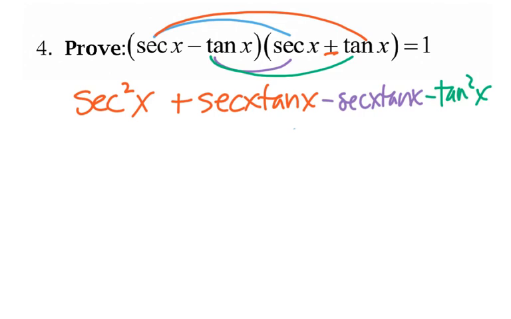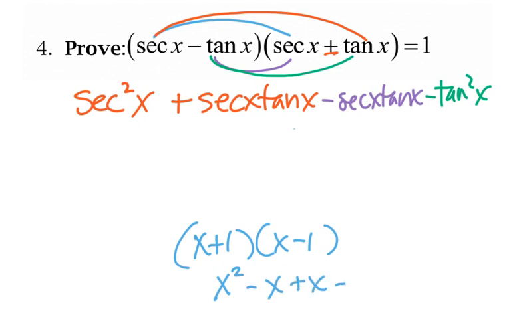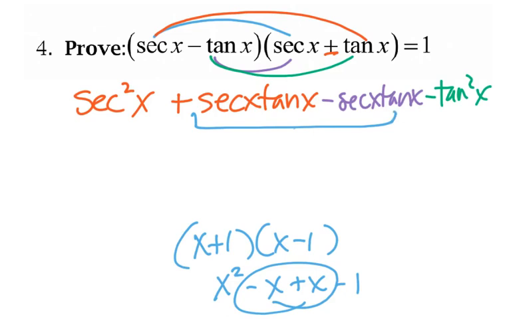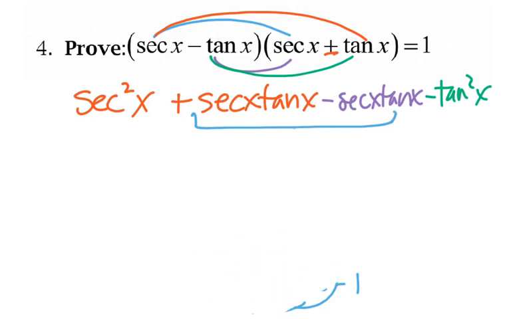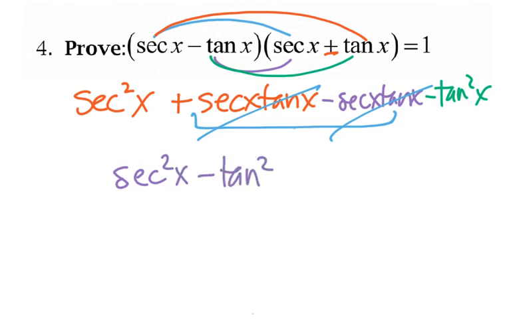Now, if you look at that, what do you know about this? Think back to when we were doing something like x plus 1 times x minus 1. When you multiply that together, you get x squared minus x plus x minus 1. And what did we do with those middle terms? It's exactly the same thing right there. Like I said, not a lot of new skills involved here. In fact, I don't think there are any new skills involved in this whole lesson. It's just that they look so much different and so much more complicated just because they look different. So this is going to cancel out, because you're taking secant tangent minus secant tangent. So it's all gone, and what you're left with is secant squared x minus tangent squared x.